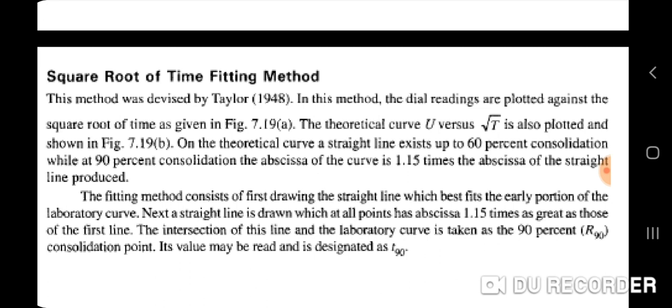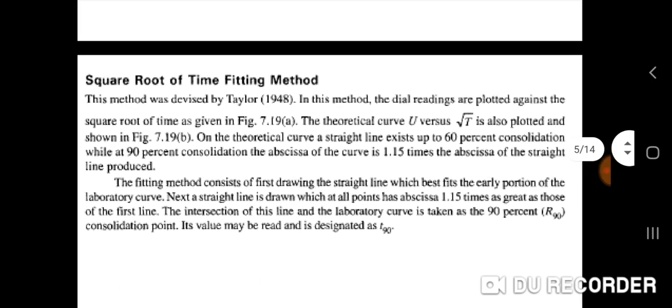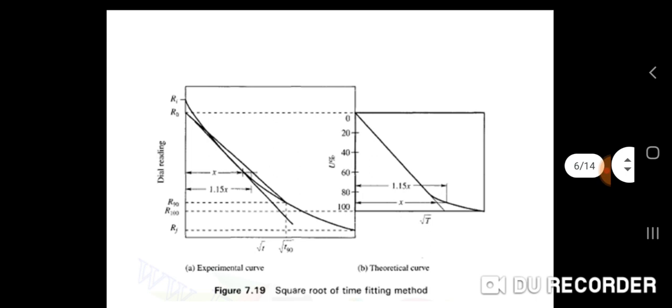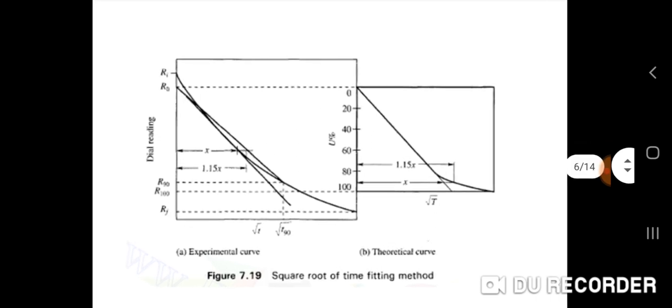This method was devised by Taylor in 1948, and here also we will be calculating the value of CV, the coefficient of consolidation. Here we will be taking the value of time under root, as the name itself says. Let us move towards the diagram, and it will be easier for us to understand from the diagram.